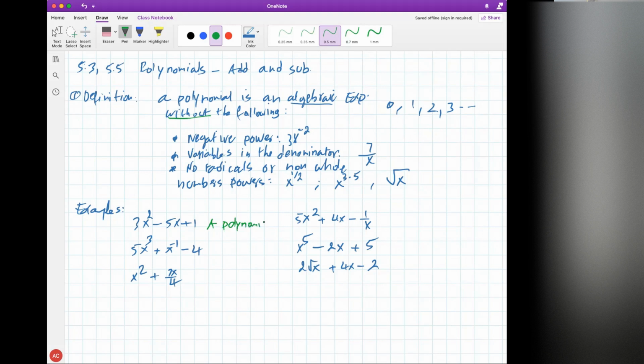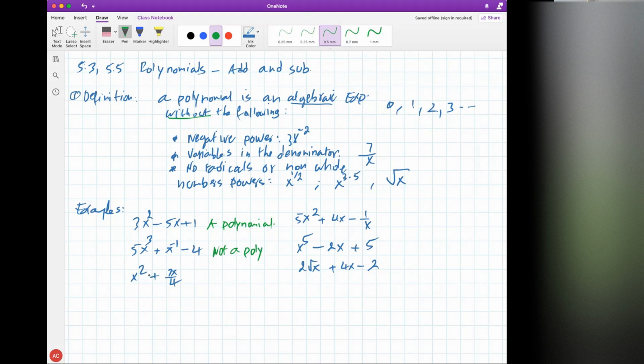What about the second one? Is it a polynomial or not? No. Okay, that's right. What makes it not a polynomial? Because it has the minus one, the negative power. Because of the negative power, right? That's right. This makes it not a polynomial. It's just an expression.